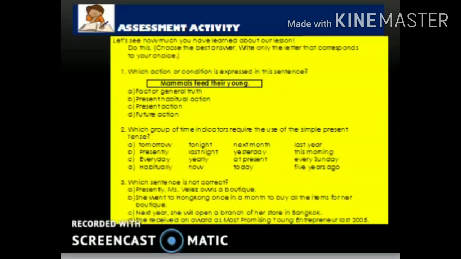Now you have reached this part of our learning video where you are given questions to answer so you can assess if you have learned the lesson. Be ready with your pen and paper or notebook where you will need to write your answers. For 1 to 5 questions, write only the letter corresponding to your choices. For 6 to 15, write the correct word. Ready? Let's start.